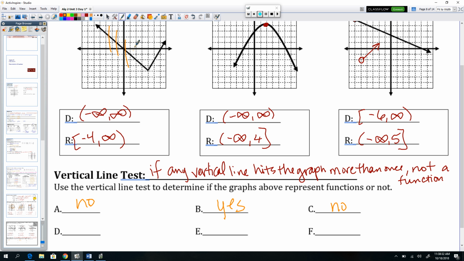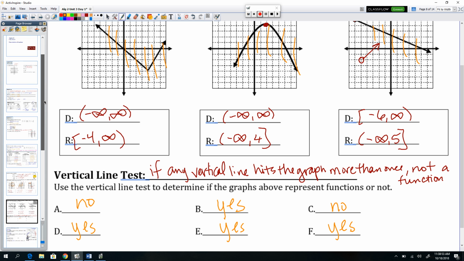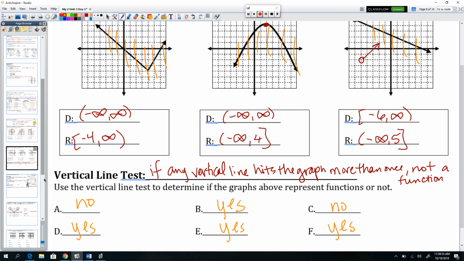If you look at D, can't find anywhere with a vertical line touching twice, so we pass, yes, we're a function. Same thing for E, yes, we're a function. Same thing for F, yes, we're a function. If any of that went too fast, go ahead and pause the video and take a look at these and see if you can prove to yourself that those graphs pass the vertical line test.